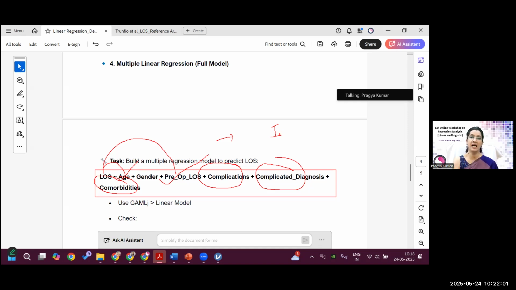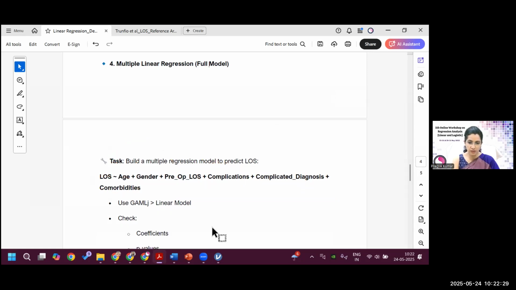So let's say I have decided these variables based on the correlation, because remember, we have seen yesterday that there was a significant correlation, 0.14, between age and LOS, and pre-op and LOS it was, I think, 0.314, which was a moderate correlation, and both were significant. So that's why I've included these two variables. For the other two, complications and complicated diagnosis, you can check the significance level.